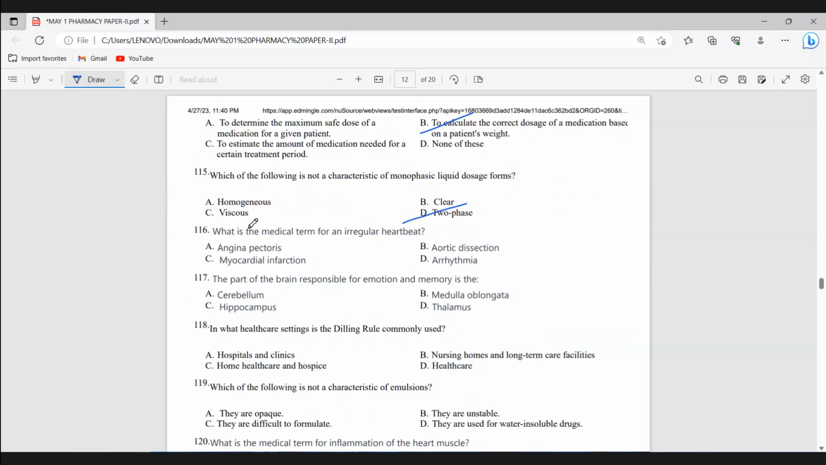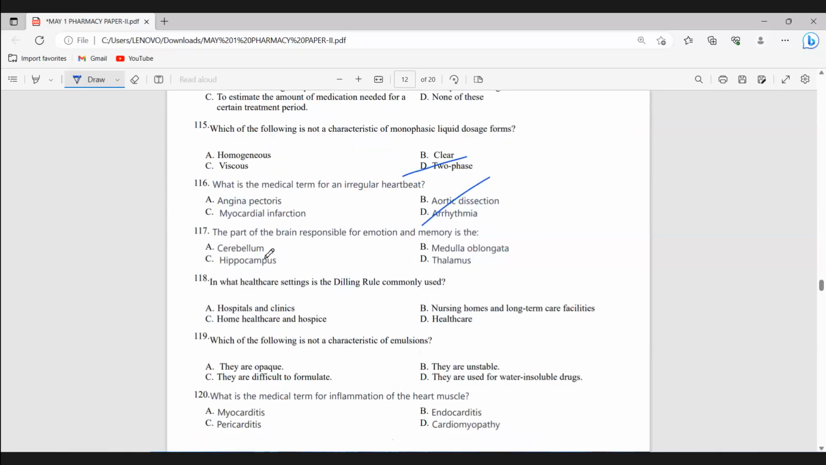And 116, what is a medical term for irregular heartbeat? Arrhythmia. Then 117, the part of brain responsible for emotion and memory? Hippocampus.